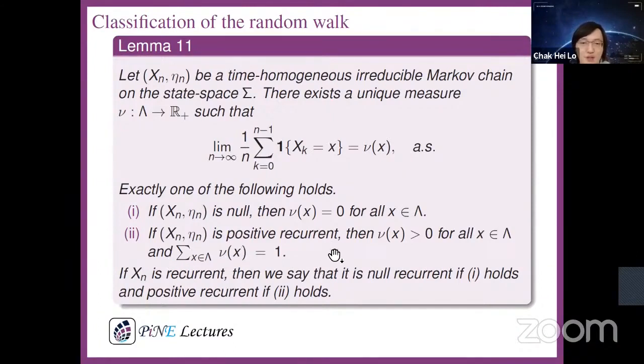So it's the usual stationary distribution that we have. When x is recurrent, then we call the first case null recurrent and the second case positive recurrent. Null recurrent means that it is recurrent but not positive recurrent, while null means that it is just not positive recurrent. So it can be null recurrent or transient.